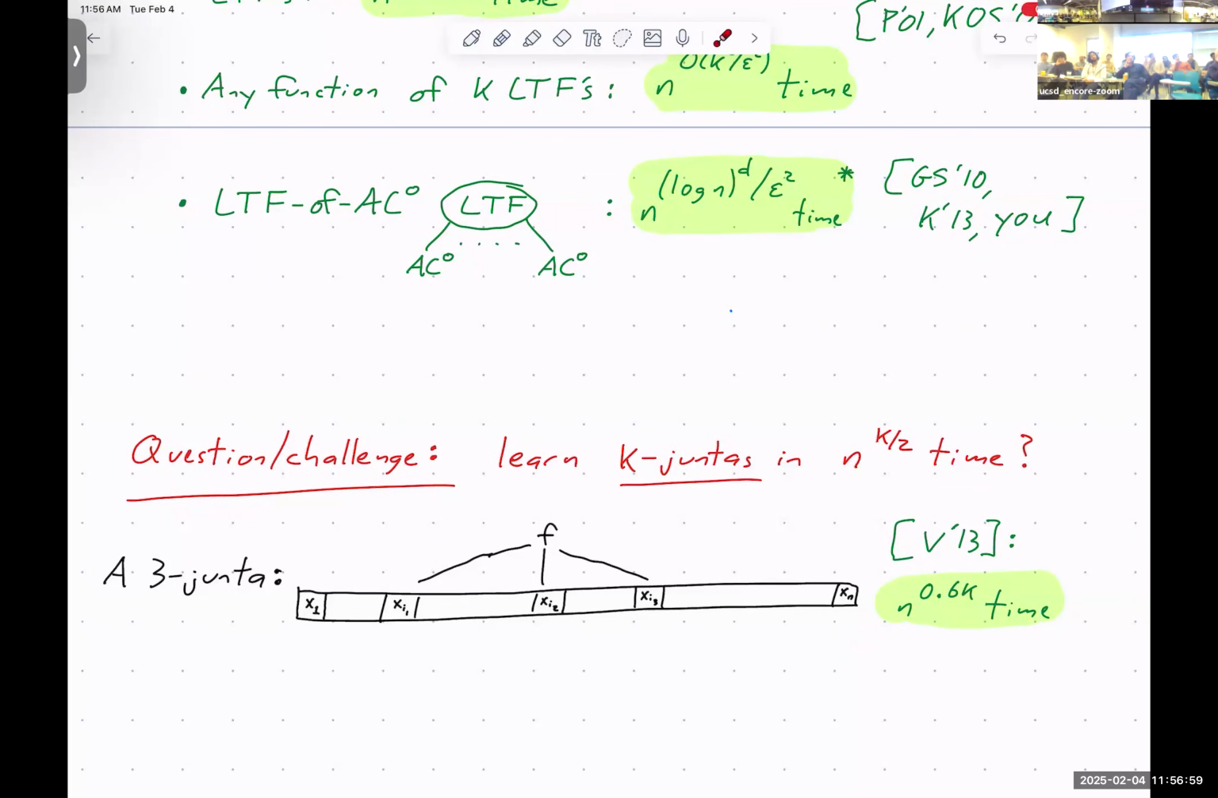Could be anything. Just think of it as parameterized complexity. Just think of it as its own parameter, which can be large, but it's independent of n.